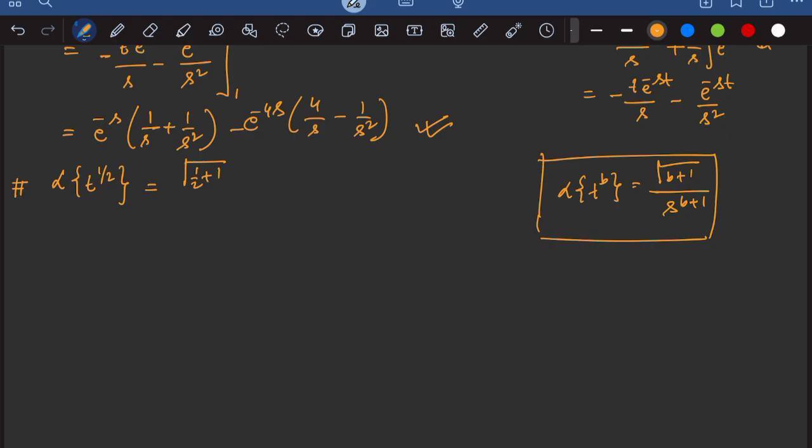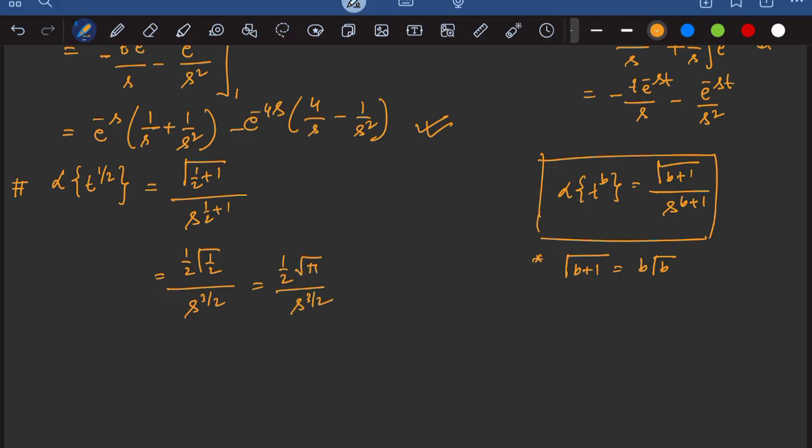As per this formula, gamma half plus 1 by s power half plus 1. So what will this be? Half plus 1, so you know this formula, half gamma half, s power 3 by 2. This is the formula you already had in the calculus course: gamma b plus 1 equals b into gamma b. So half, gamma half means root over pi, and here you have s power 3 by 2. So this will be the answer.